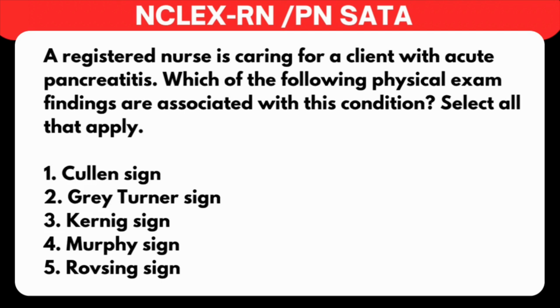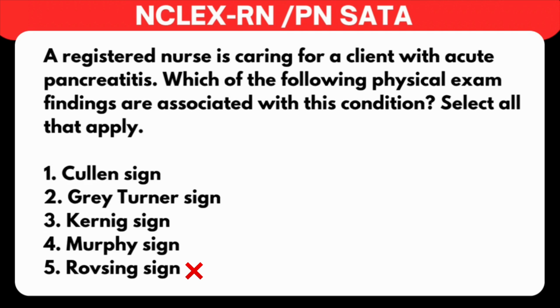backwards. So let's start with number 5, Rovsing sign. Is this associated with acute pancreatitis? No, it is not. It is associated with acute appendicitis. And this is elicited when pressure on the left lower quadrant of the abdomen causes pain in the right lower quadrant. So we can go ahead and rule that one out.